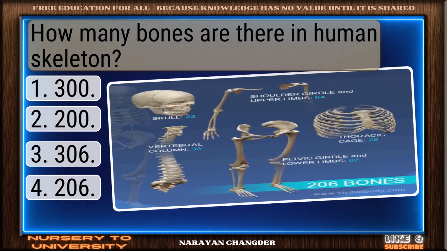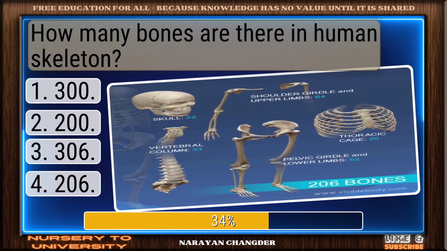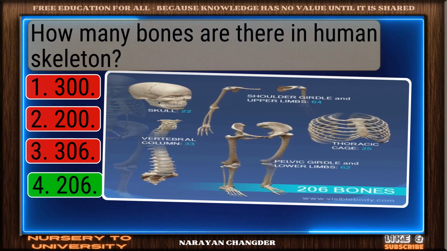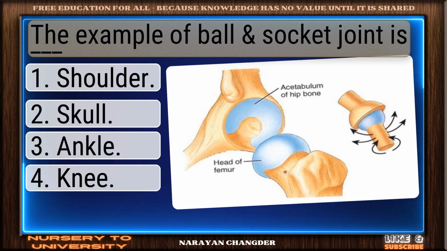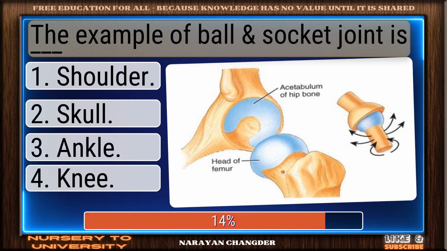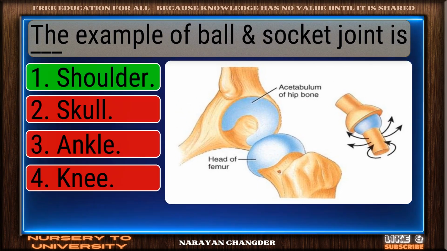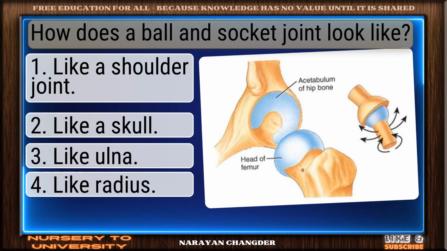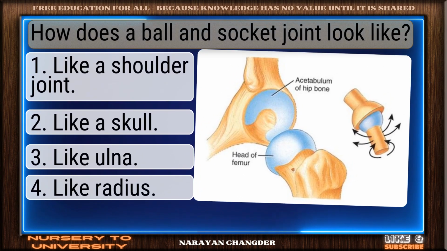How many bones are there in the human skeleton? On track. 206 is the correct answer. An example of a ball and socket joint is dash. You got it. Your choice, shoulder, is right. How does a ball and socket joint look like?